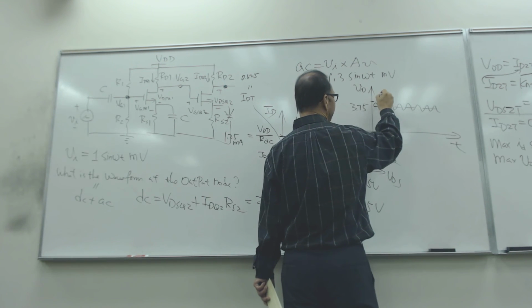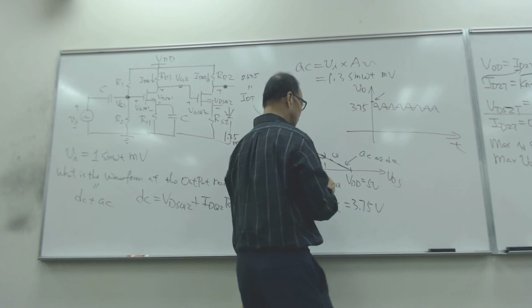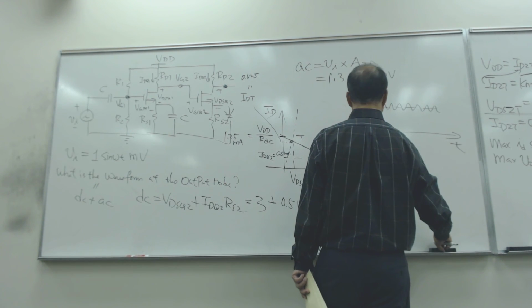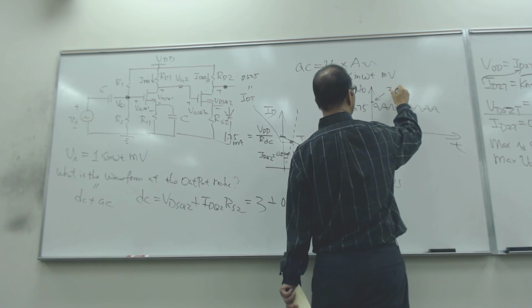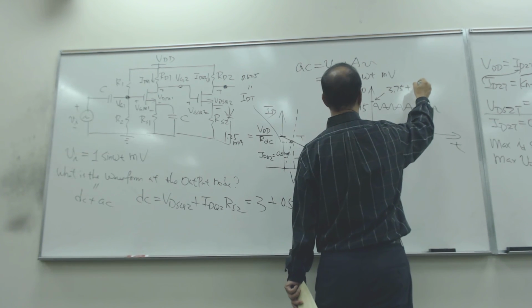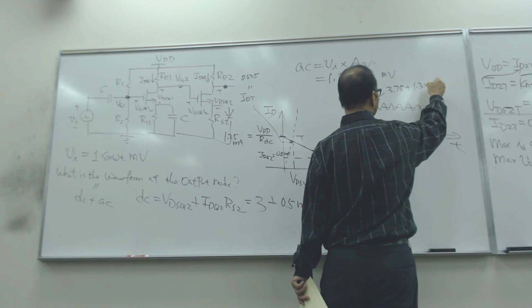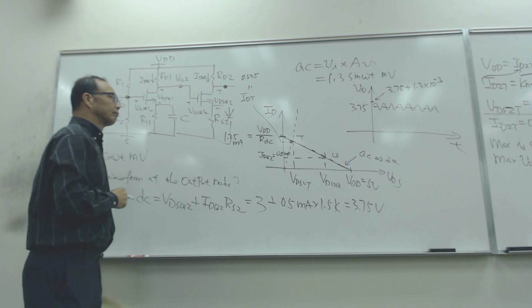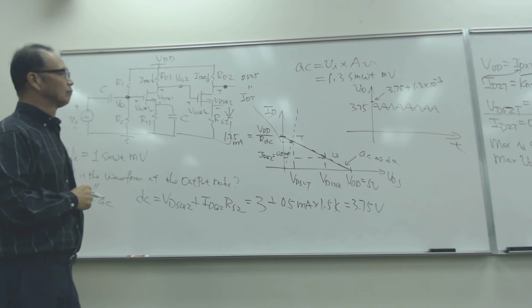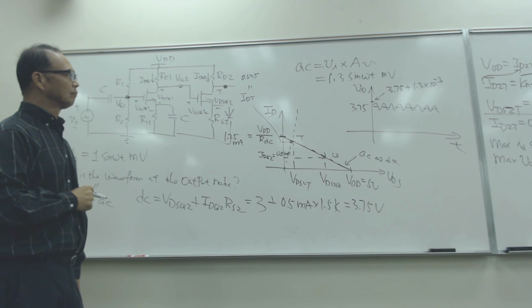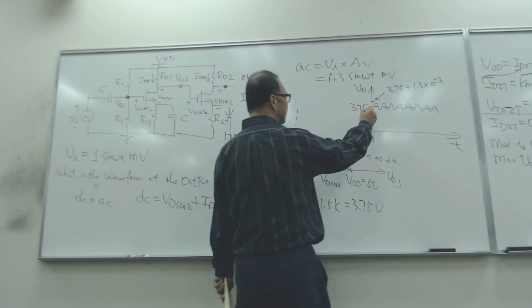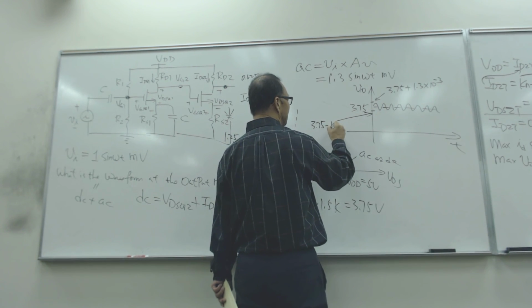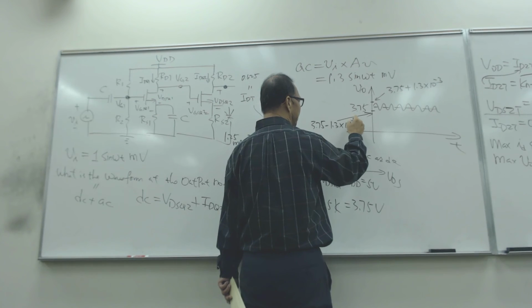So the peak will be 3.75 plus 1.3 times 10 to the minus 3. And of course, the bottom is 3.75 minus 1.3 times 10 to the minus 3.